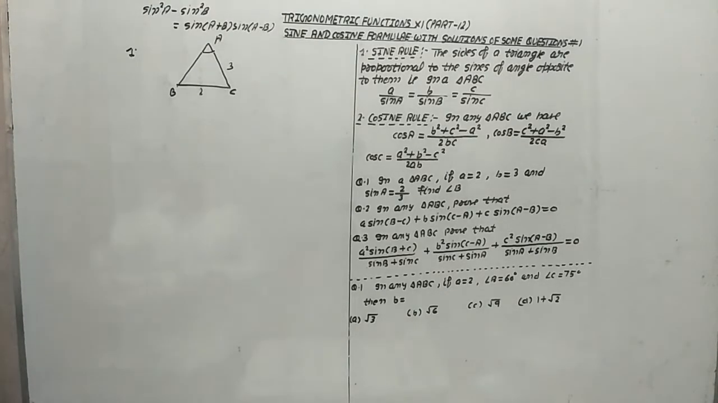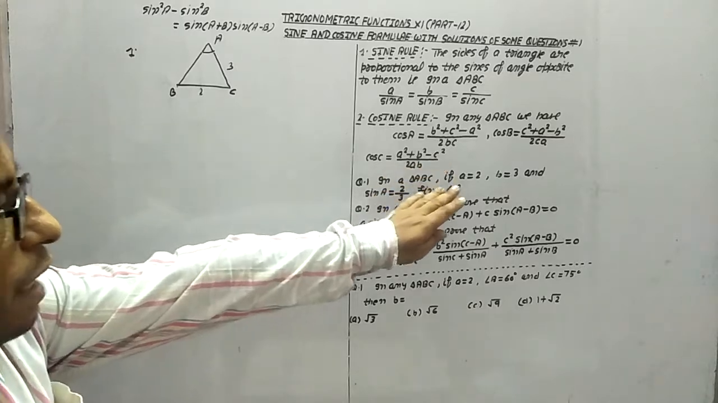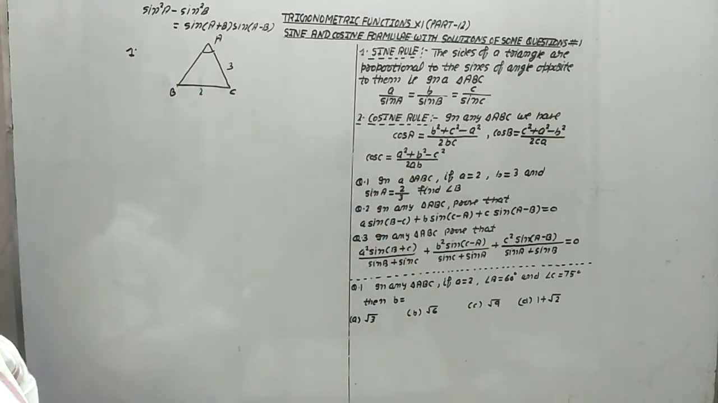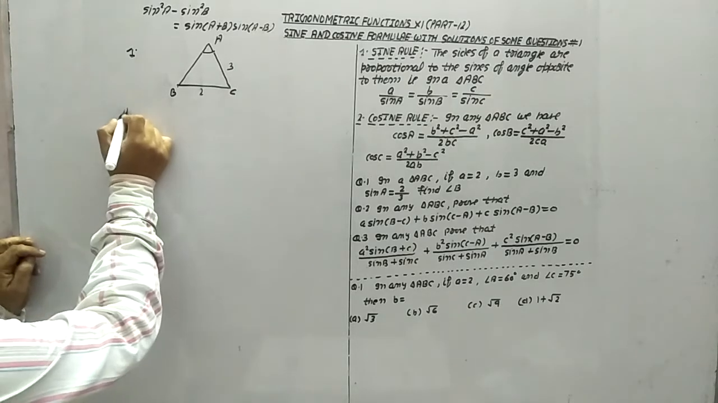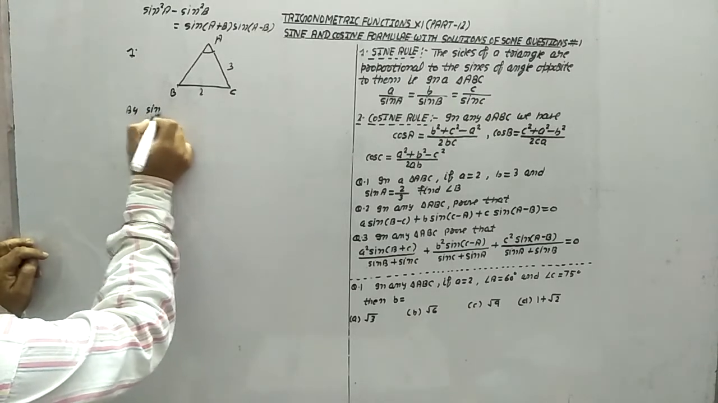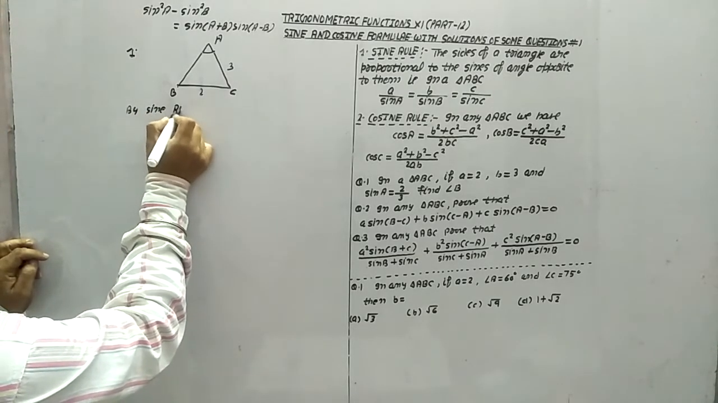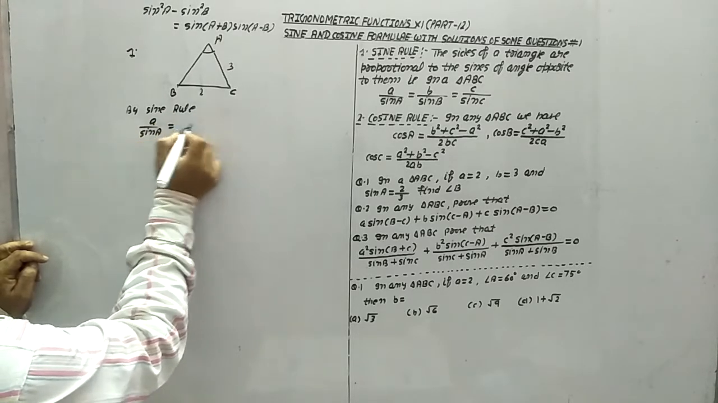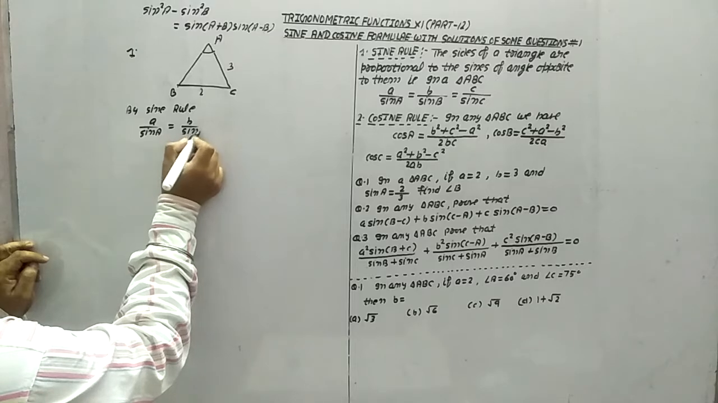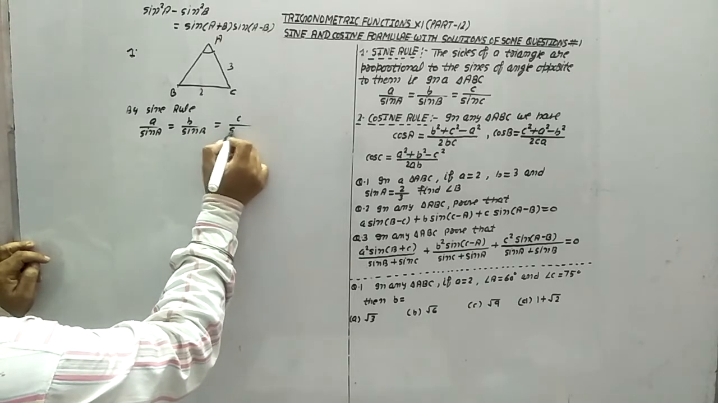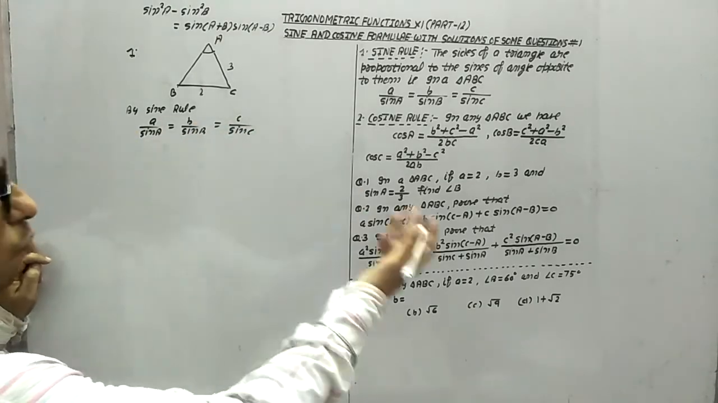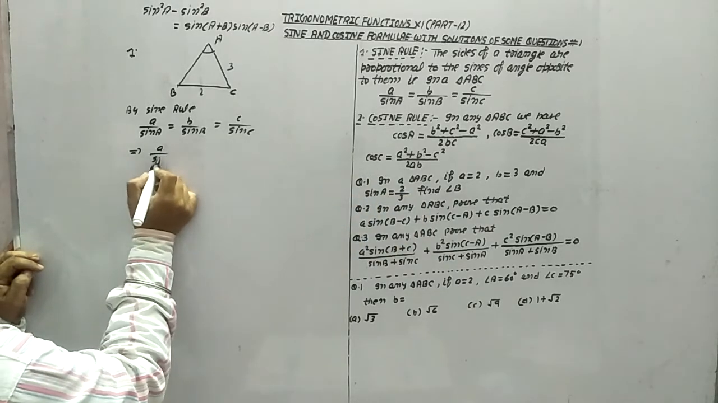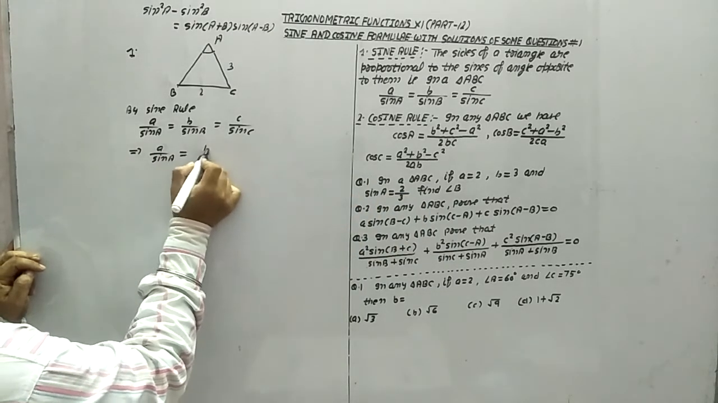Now in question number 1, in a triangle ABC, if a is equal to 2, b is equal to 3, sin A is equal to 2 by 3, find angle B. Now first of all you will say by sine rule. By sine rule, we have a upon sin A is equal to b upon sin B is equal to c upon sin C. Now because we have to do the connection with a and b only, it implies that a upon sin A is equal to b upon sin B.